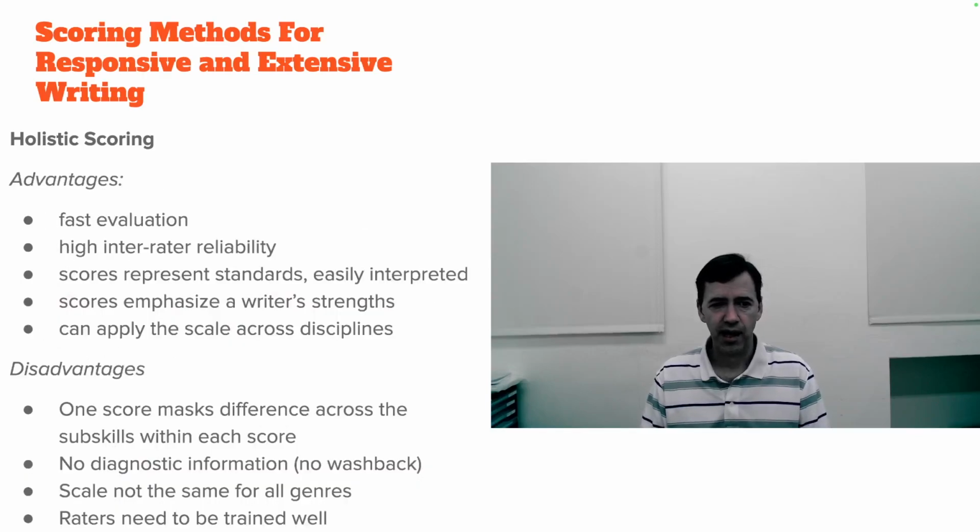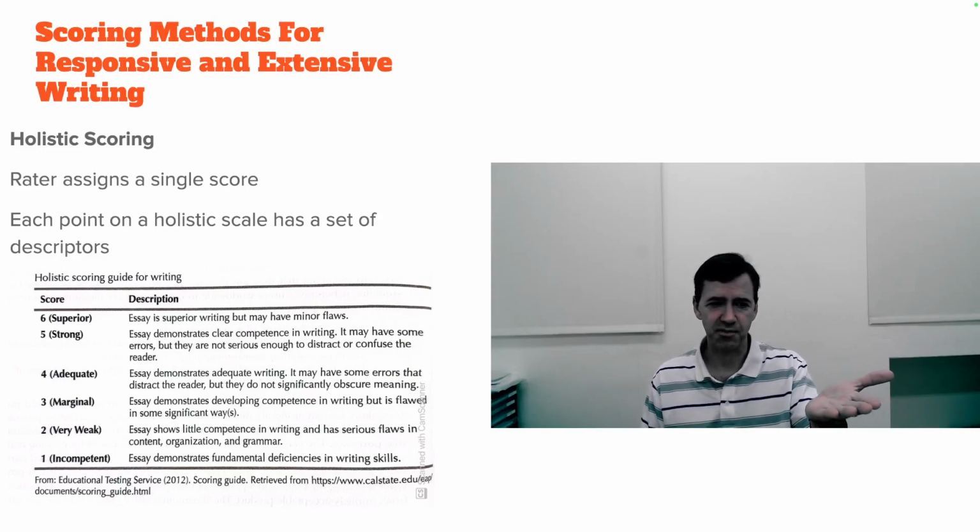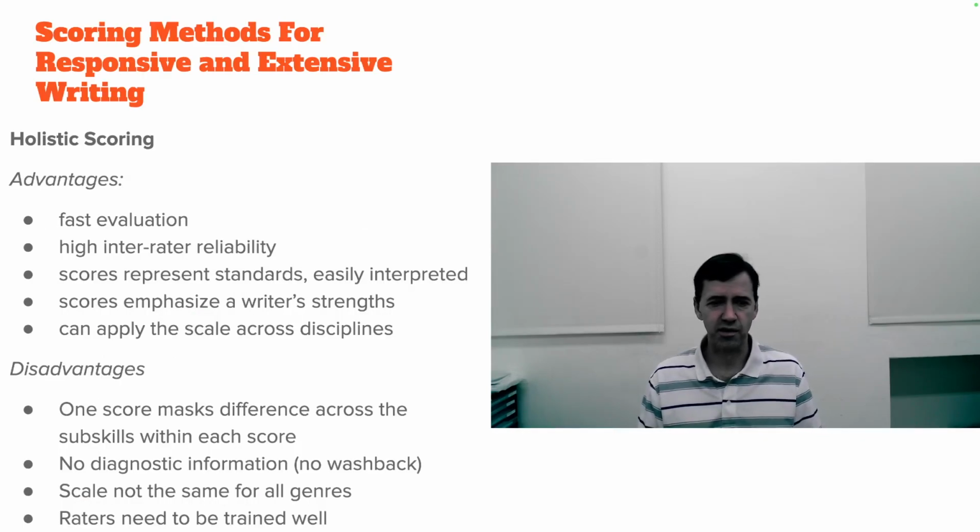Okay. And typically you can apply this scale across all disciplines, right? So if you look at this scale again, it doesn't matter if this is English or chemistry or science, I can say 6 means it's superior. So it's easy to carry across to different disciplines. However, disadvantages, as we know, one score masks the difference across the sub-skills within each score.